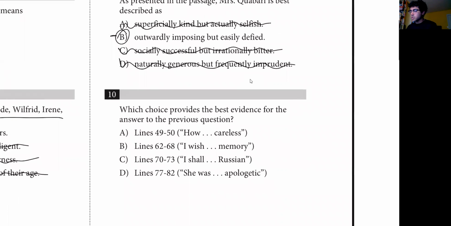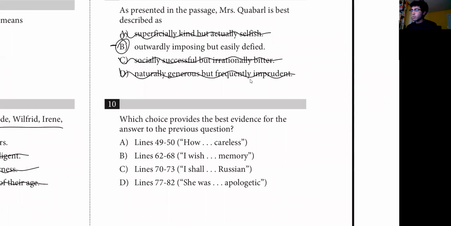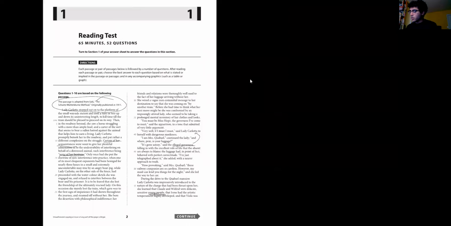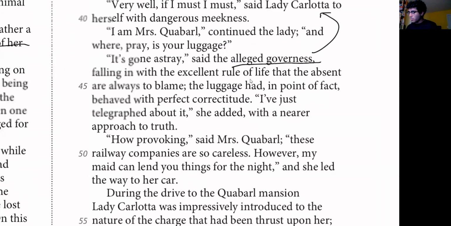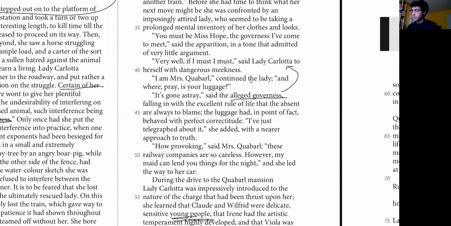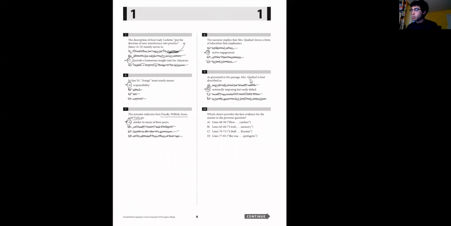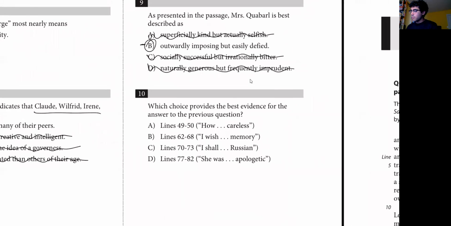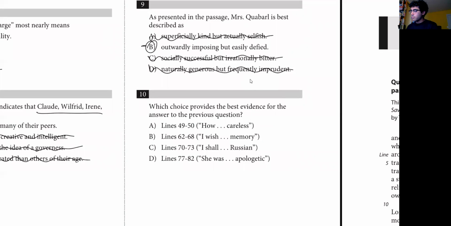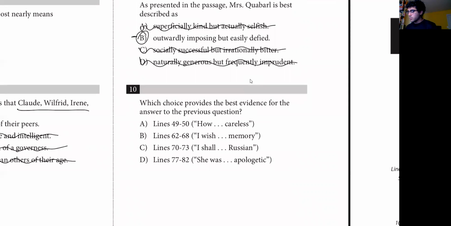Finally, this is just a second question, basically trying to find evidence. Which one shows that she's outwardly imposing but easily defied, right? Lines 49 through 50 are right here. How provoking, said Mrs. Corbel. These railway companies are so careless. No, this is Miss Corbel talking. Wait, no, I was right. My bad. This is Miss Corbel. Lines 49 through 50. Again, this is just her talking, just saying whatever, right? Lines 62 to 68.